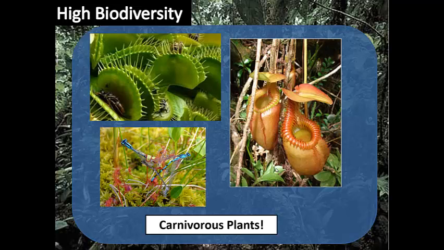Carnivorous plants such as Venus flytrap, pitcher plant, and sundew, which consume insects as part of their food, can also be found in tropical rainforests. If you look at the picture at the bottom left corner, you can see two dragonflies being trapped by the sticky liquid produced by the sundew and are slowly digested by the plant as food.